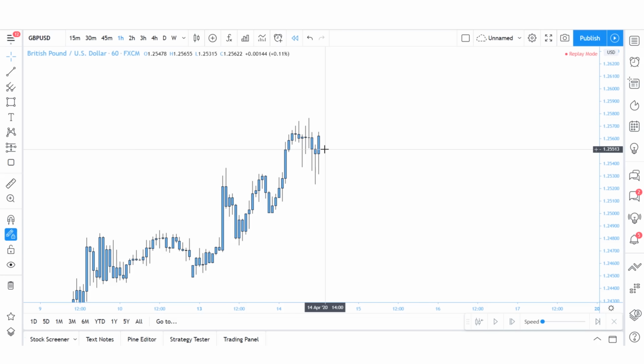But what I wanted to just do is clear out the elephant in the room, because a lot of people are asking, well, if you know it's going to break out, then why can't you just take the trade if it's going to make a new higher high? Well, let's just take a look at this.